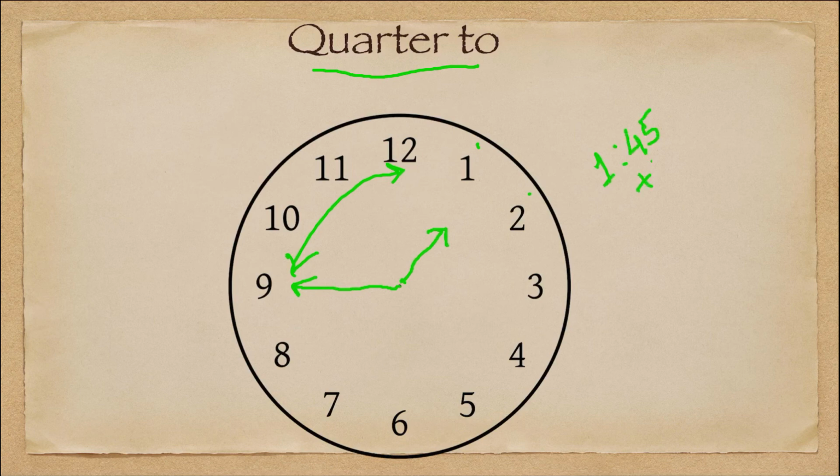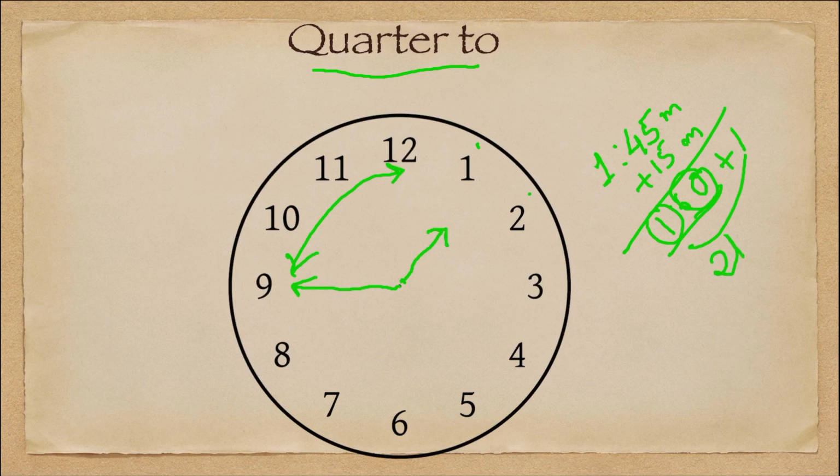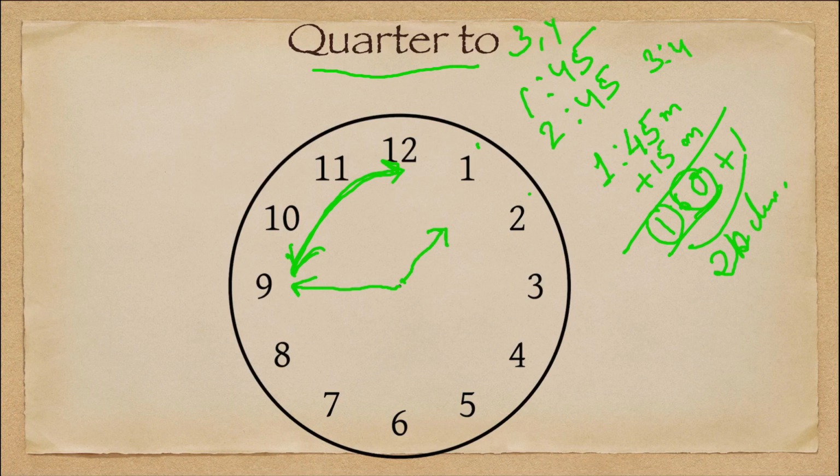1:45. If you add 15 minutes to 1:45, what will you get? 60 minutes means 1 more hour. That becomes 2. Isn't it? 2 o'clock. So it is quarter to 2. That means the time is 1:45. If I say it is quarter to 3, the time will be 2:45. If I say quarter to 4, it will be 3:45. This is how the time is read in the clock.